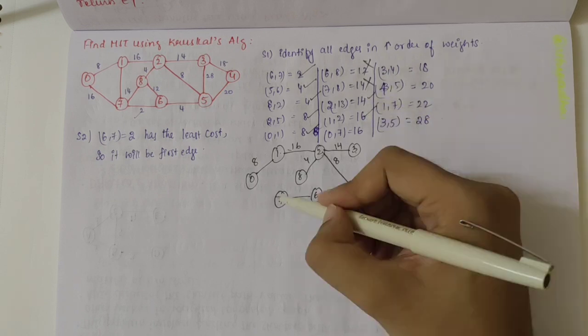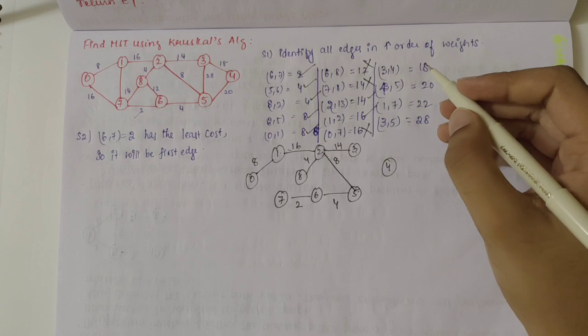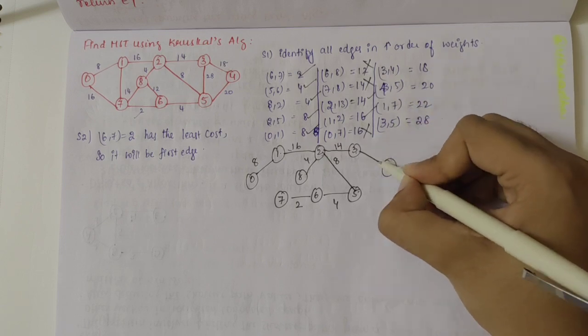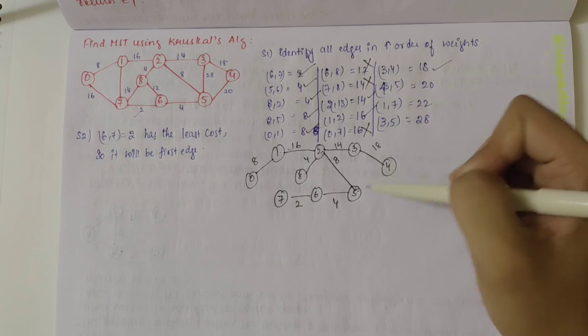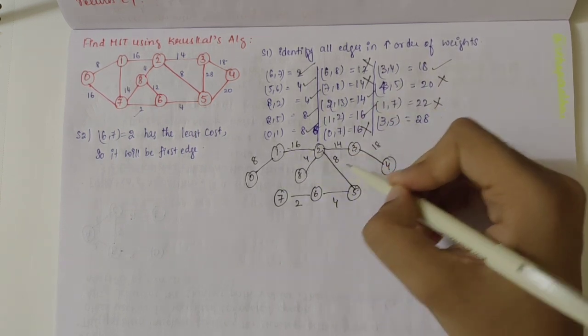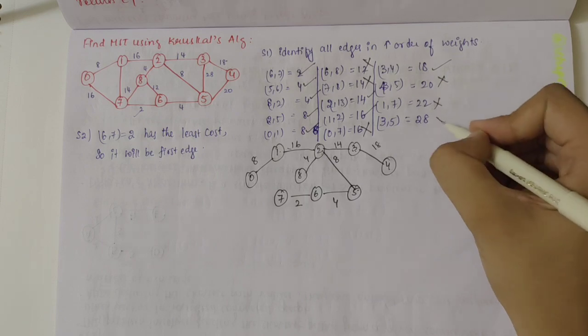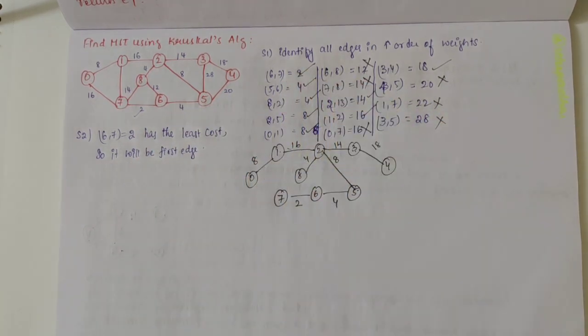Next I have 0, 7. If I consider 0, 7, it will become closed. No, don't consider this. Next I have 3, 4. If I consider 3, 4, it won't form any cycle, so I'll consider 3, 4. Now 4, 5. If I consider 4, 5, it will be cyclic. Don't consider it. 1, 7 also don't consider it. 3, 5 also don't consider it. So this is the final MST which I have obtained. It is not cyclic, and this is the final MST.